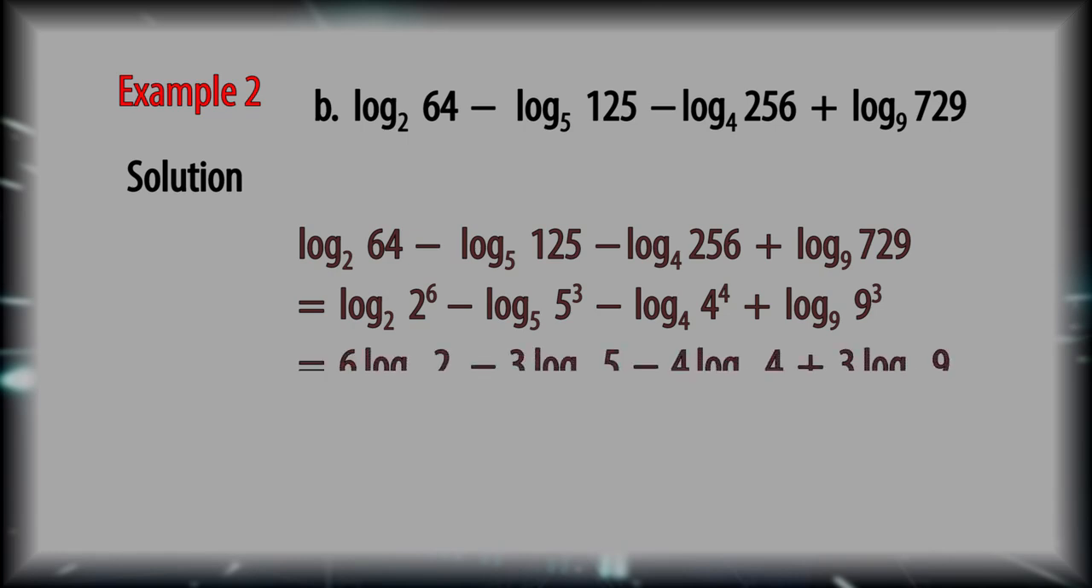Now simplifying that further, we are getting 6 log base 2 of 2 minus 3 log base 5 of 5 minus 4 log base 4 of 4 plus 3 log base 9 of 9. I'm sure you remember that these can also simplify. So we get 6 times 1 minus 3 times 1 minus 4 plus 3, and our final answer is just 2.